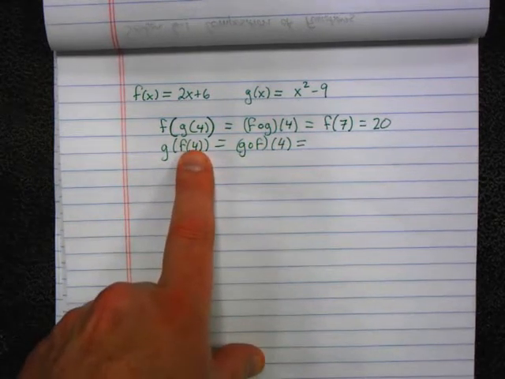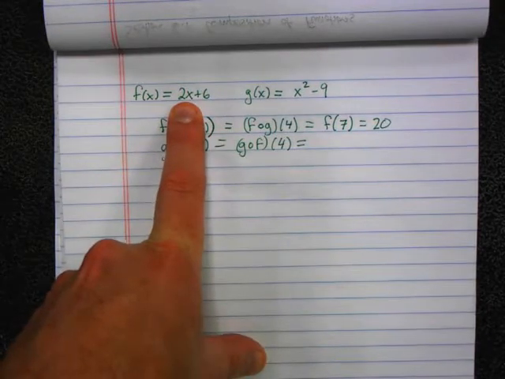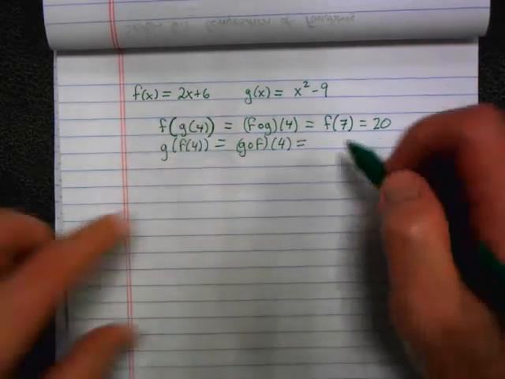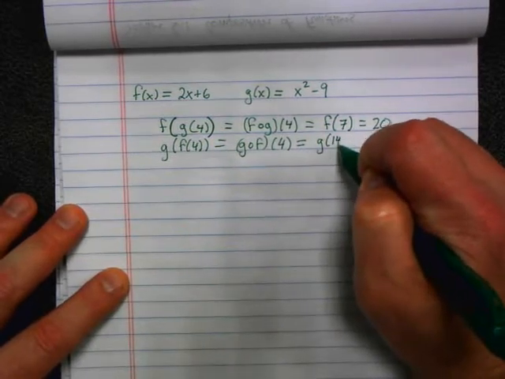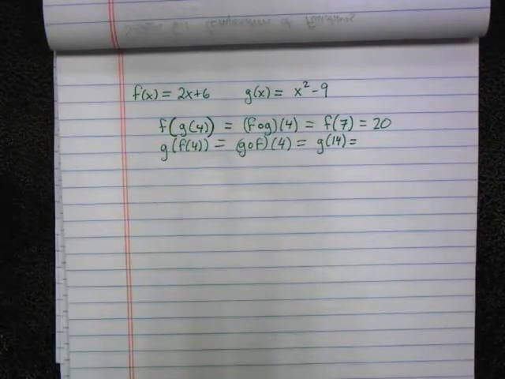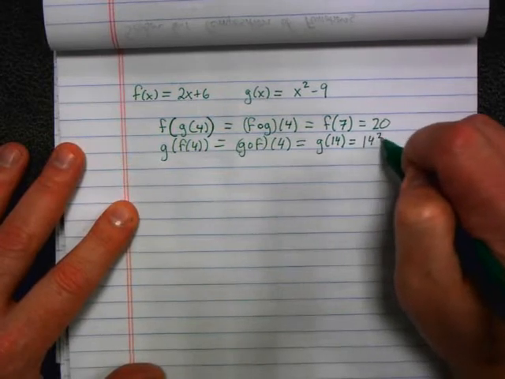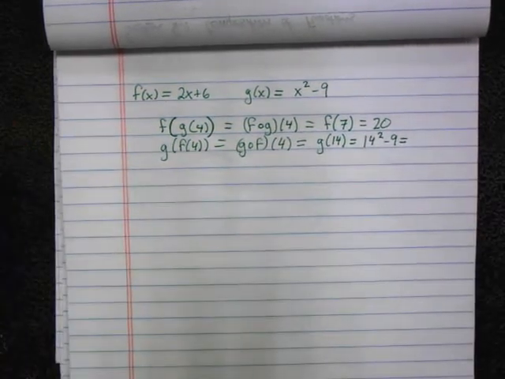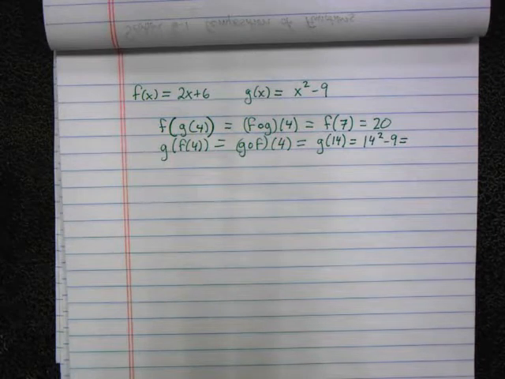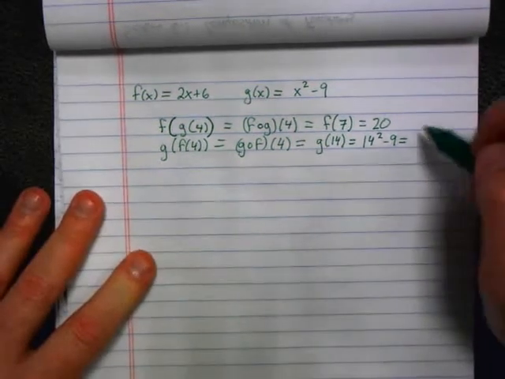So I take the number 4, plug it into F. I get 8 plus 6. 8 plus 6 is 14. I need to take that number 14 and plug it into the G function. Well, that's going to be 14 squared minus 9. What's 14 squared? 196. 196 minus 9. 187.